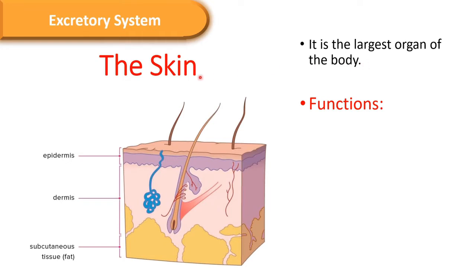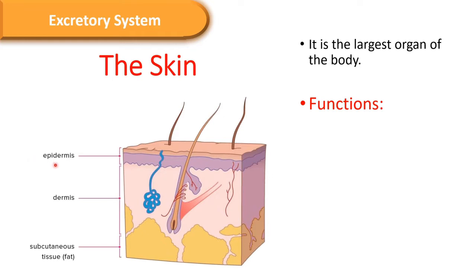Speaking of your skin, it has three layers. We have the epidermis, the dermis, and the subcutaneous fat or subcutaneous tissue, also known as your fat. Your epidermis is the outer layer, the top layer of your skin. It is the layer that you are touching right now when you touch your face, your head, or your shoulder.